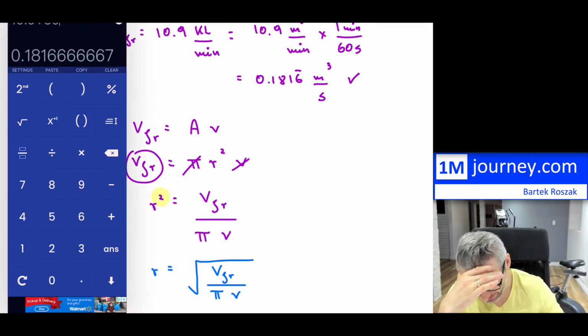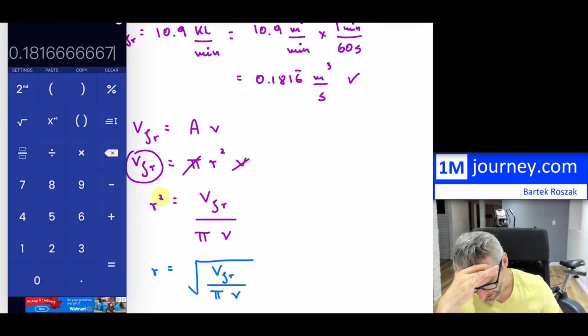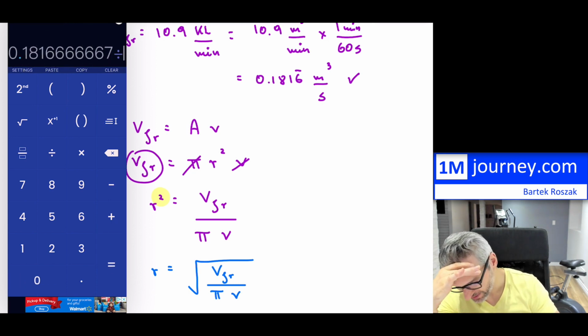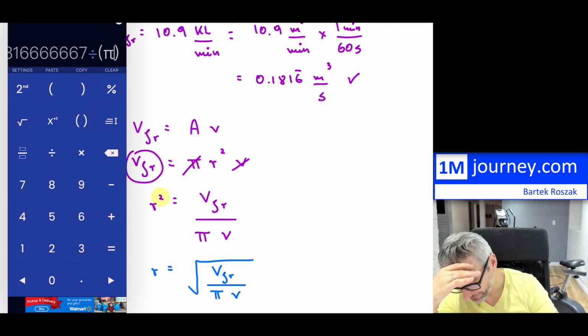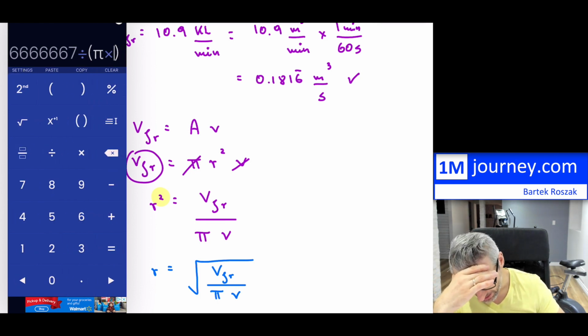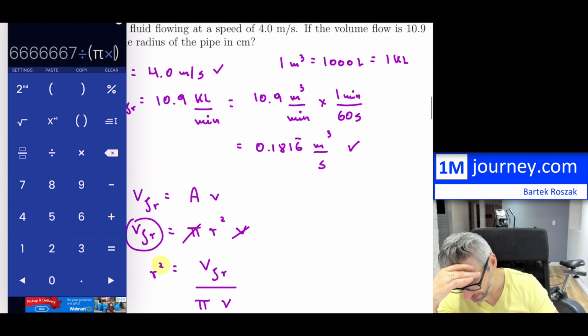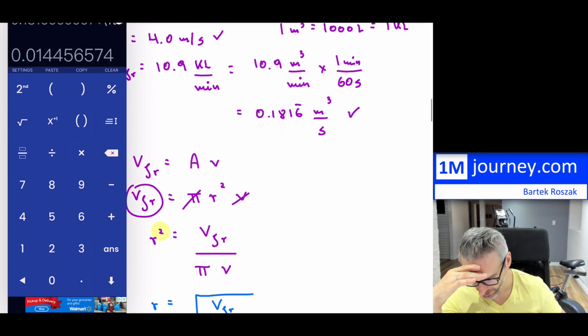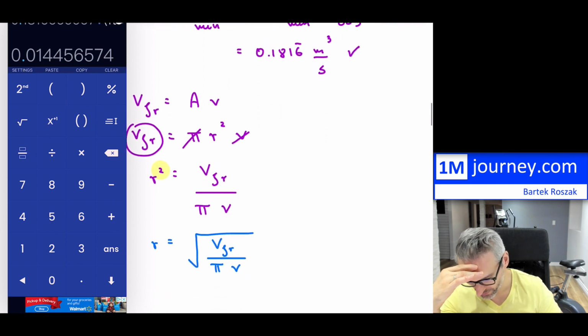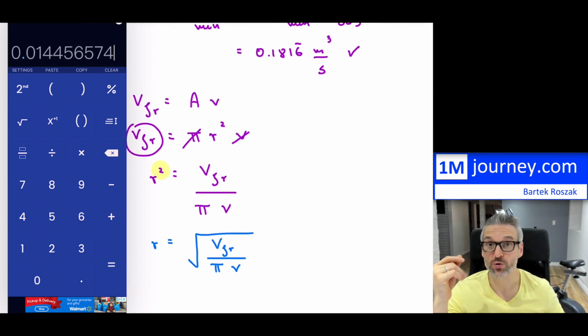So if I take this, because I already have the volume flow rate, so here's my answer to that. Now I'm going to take this and divide it by pi times the speed, which was 4 meters per second. Okay, so that gives me r squared. And now I have to take all of this and take the square root of it.